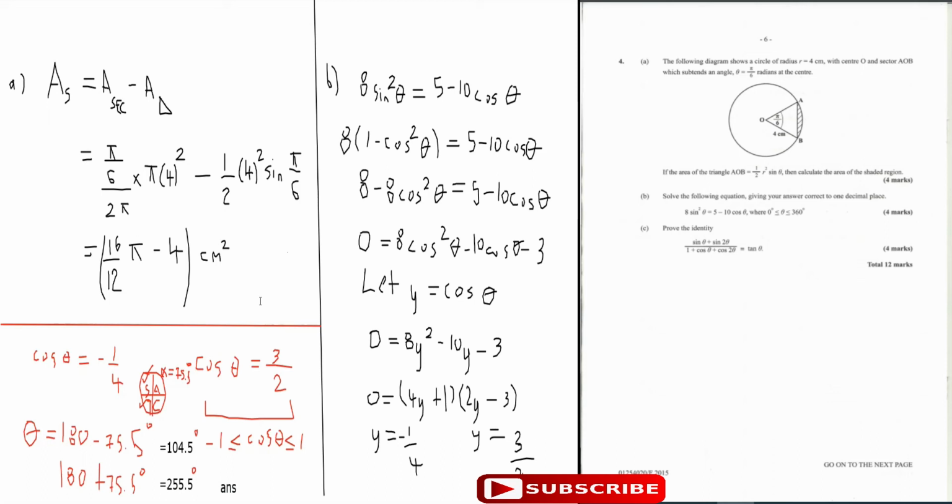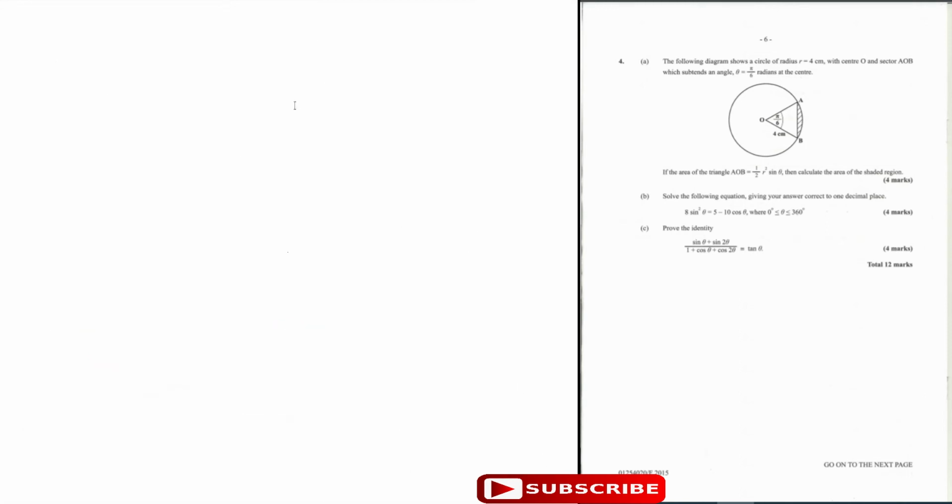Now let's go ahead and look at part C. Part C says to prove the identity: (sine theta plus sine 2 theta) over (1 plus cos theta plus cos 2 theta) is equal to tan theta. So to do this proof, you always start with your left hand side.